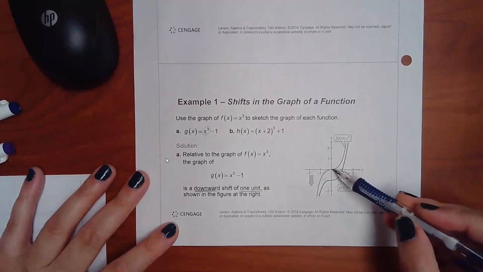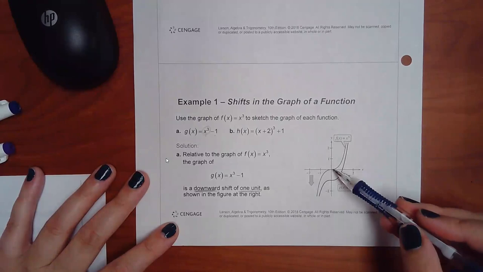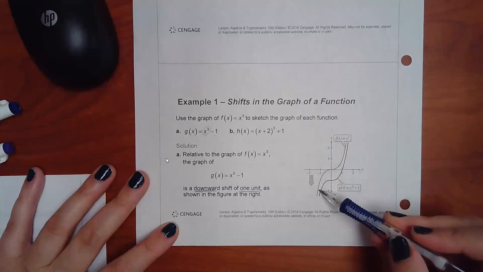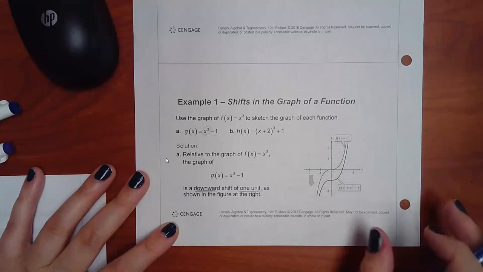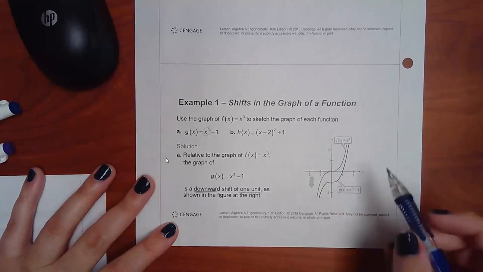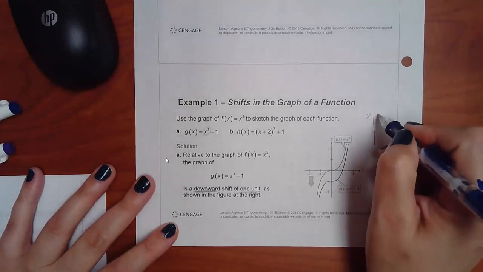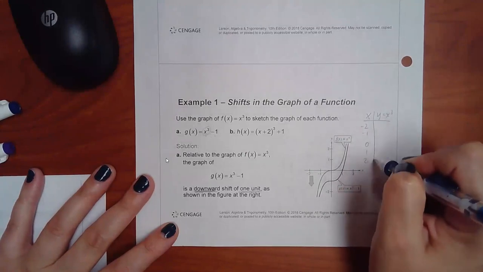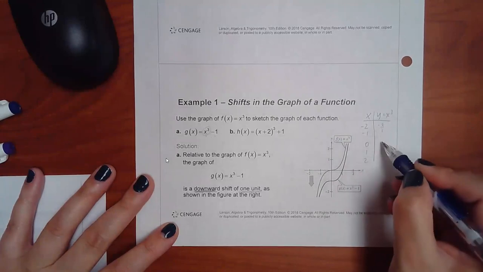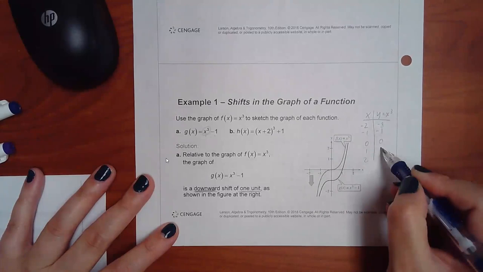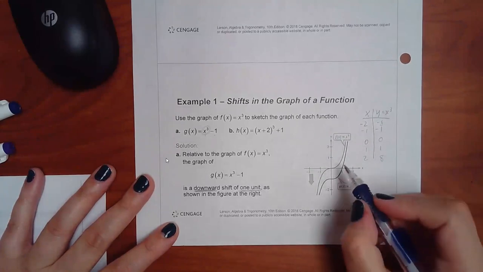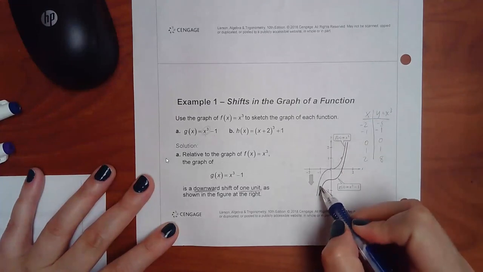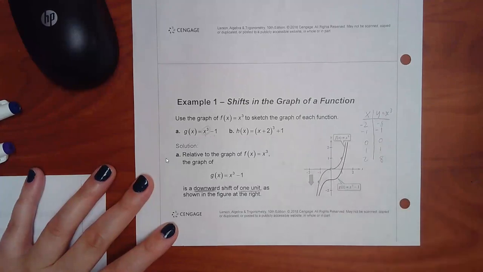So here's the regular parent graph of x cubed. You need to take that graph, grab all the points from it, and shift them down one unit, and you have the new graph, okay? If you're ever confused or you don't remember what the points are for x cubed, you can make a little table real quick and say negative 2, negative 1, 0, 1, and 2, and then cube them. This is negative 8, negative 1, 0, 1, and positive 8. And then now you know what the points are. 0, 0 and 1, 1, and then 2, 8 is way up there, negative 1, negative 1 down here, and so on and so forth.